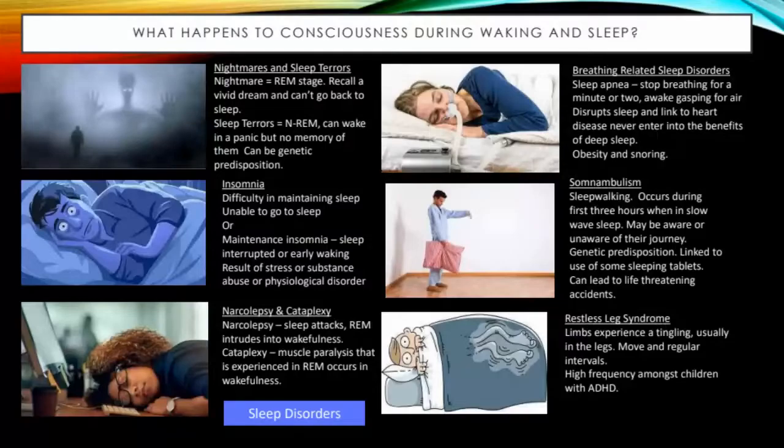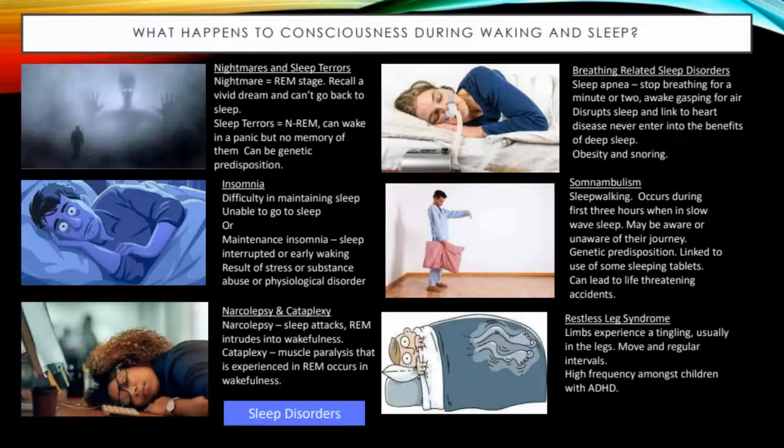There's things called sleep terrors, where you might wake up in a panic, but you can't actually remember why. Okay, there can be a genetic predisposition for that. So a sleep disorder is someone who can suffer from nightmares or also suffer from sleep terrors. I think we're all aware of insomnia. Insomnia is about either not being able to stay asleep, maintaining sleep, or you actually can't fall asleep.